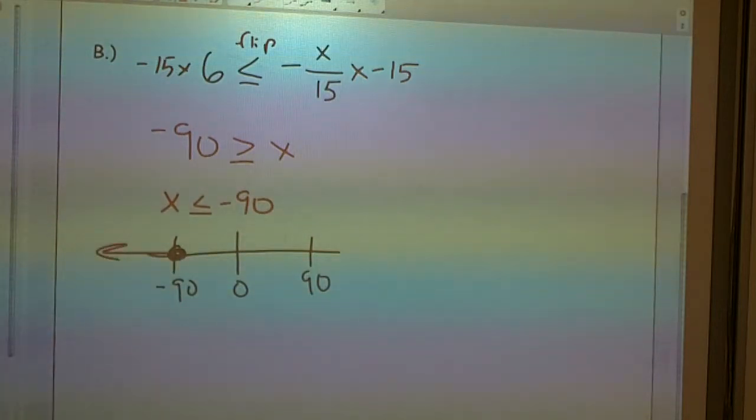Okay, so again, it's not a whole lot different than how we would solve an equation. Just make sure you understand the sign flip.